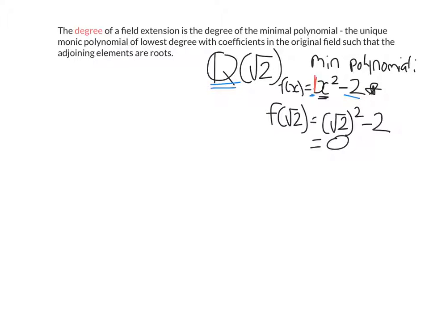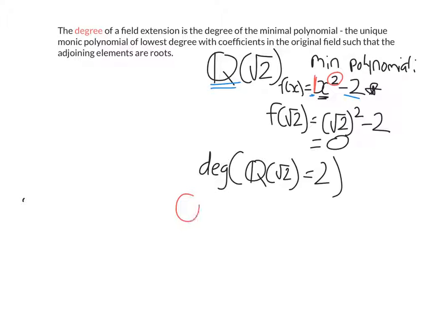So that means the degree of the field extension Q(√2) is equal to 2, because the highest power in the minimal polynomial was 2. The degree of the polynomial is 2, therefore the degree of the field extension is 2. So let's look at another field extension.